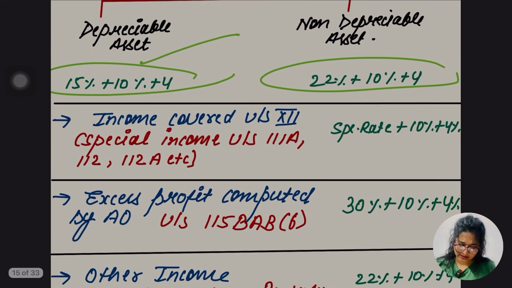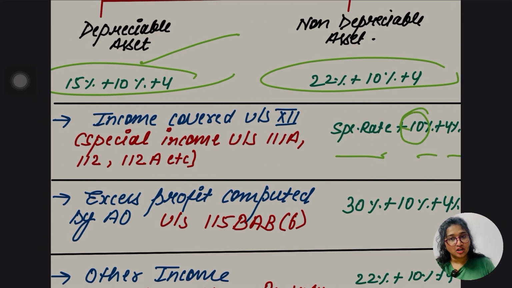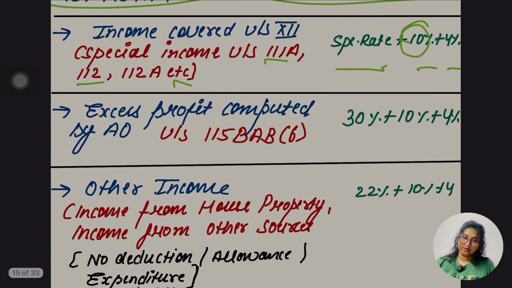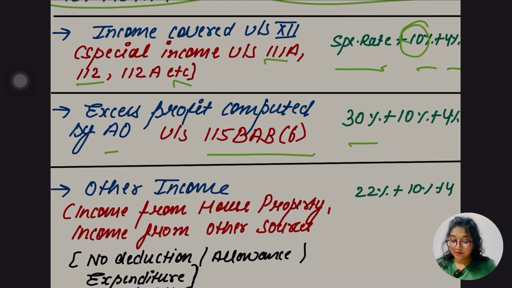Hope this point was clear. Income covered under section 12, special income under section 111A, 112, 112A, etc. Special rate plus 10% plus 4%, same thing. This is going to be surcharge and 4% is going to be cess, and the special rate, the rate under these sections, is going to be the same. Excess profit computed by the AO under section 115BAB subsection 2: 30%, 10%, 4%. 30% is the tax rate, 10% surcharge and 4% cess.